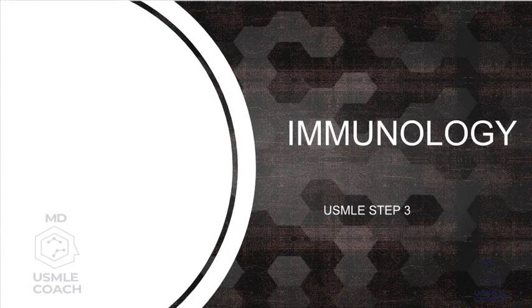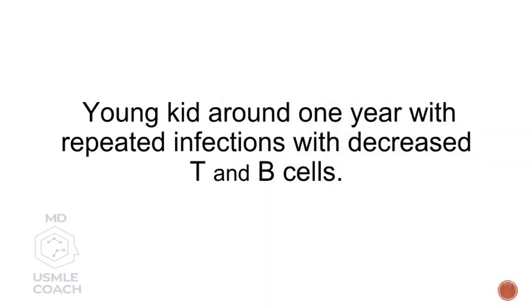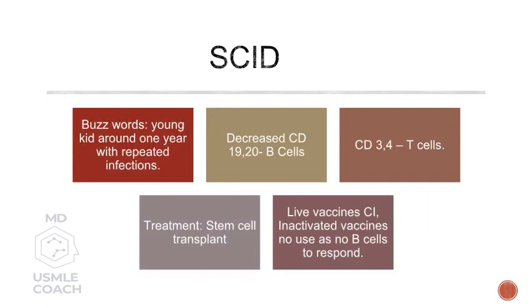Let's get started. The pop-up question: a young kid around 1 year presenting with repeated infections with decreased T and B cells. You are correct if you said severe combined immunodeficiency. Buzzwords include young kid around 1 year with repeated infections.